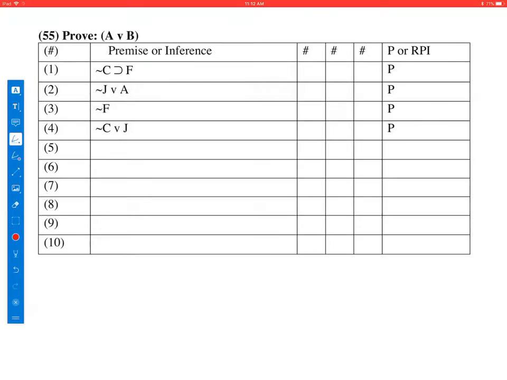Okay, prove A or B. Now, the first thing you might notice is there's no A or B. In fact, there's no B. Not to worry. So long as we can get the A, we can say A or anything we want by the rule addition, and we'll pick B. So the real job is just get A.